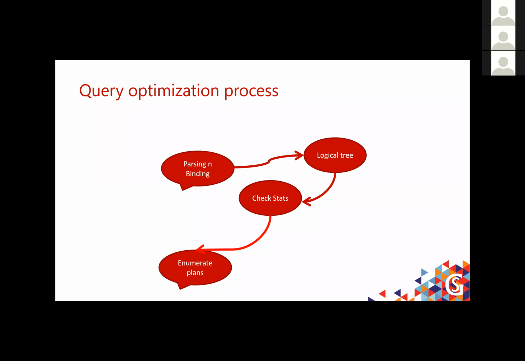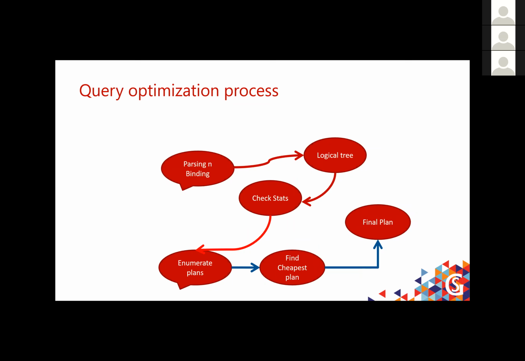So after getting the logical tree, it checks the stats to see, for each operation, how many rows it is going to return. How many rows will the filter return? How many rows is my join going to return? By knowing that, it can find out how costly each operation is going to be. Depending upon the cost, it can enumerate the list of plans. After it enumerates the list of plans, it picks the cheapest possible plan and provides it to the SQL engine for execution.